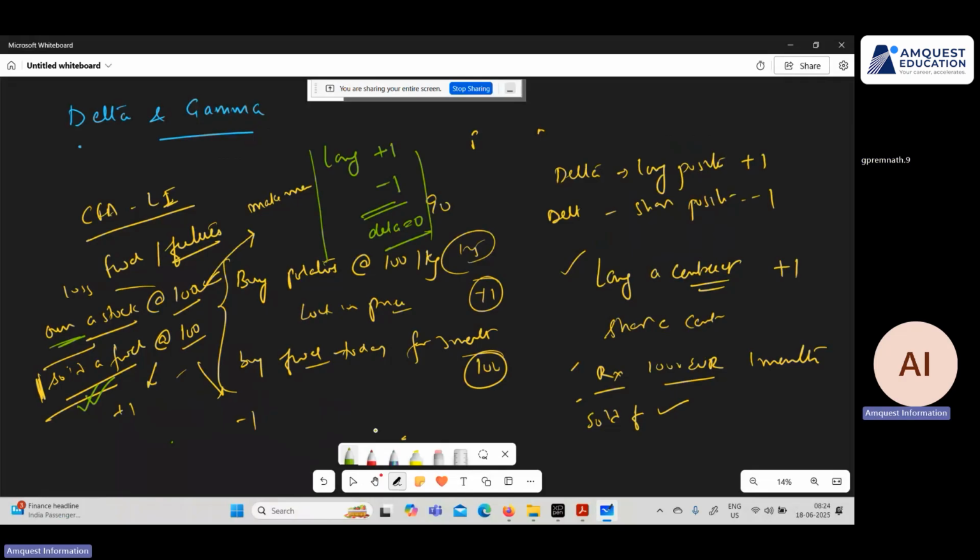So just remember that when it comes to delta, you might get a few questions, and then we'll also try to do one question. In case you have a long position, then your delta would be positive, and when you have a short position, your delta would be negative. Depending upon how many contracts you are buying and how many shares you have, accordingly you can multiply those deltas and calculate the final delta, either 0 or something else.